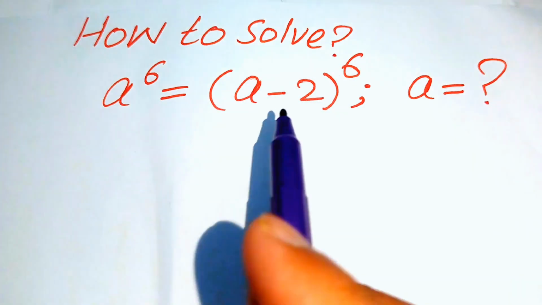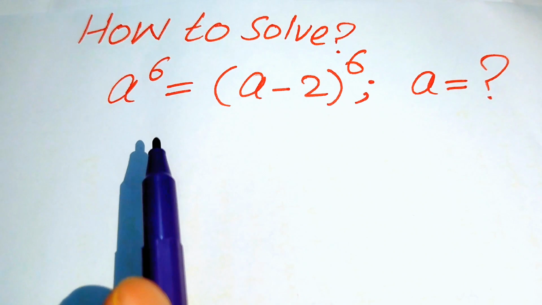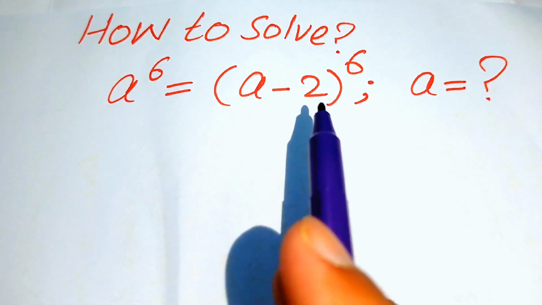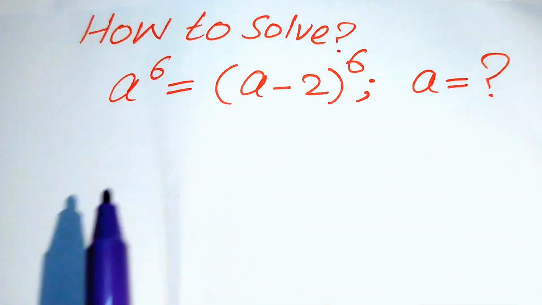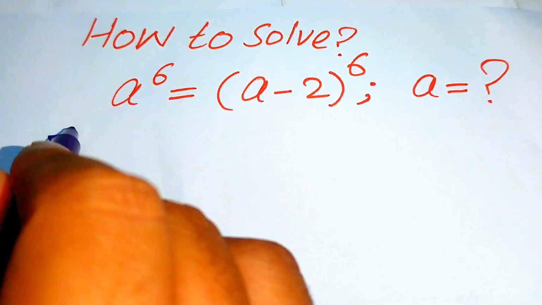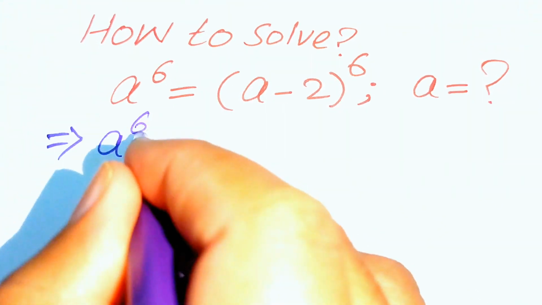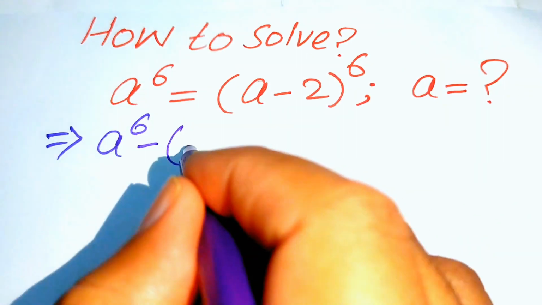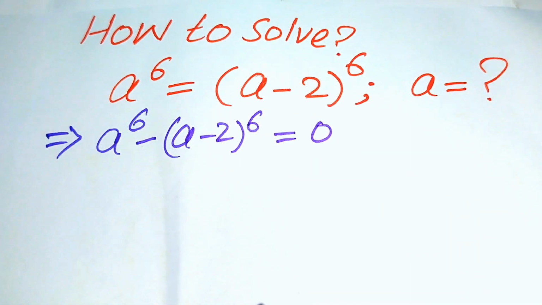Hello everyone, how to solve this math algebra problem: we have a to the power of 6 equals (a minus 2) to the power of 6, and we need to solve this problem for the values of a. So the very first step is to move (a minus 2) to the power of 6 to the left hand side, and it becomes a to the power of 6 minus (a minus 2) to the power of 6 equals 0.